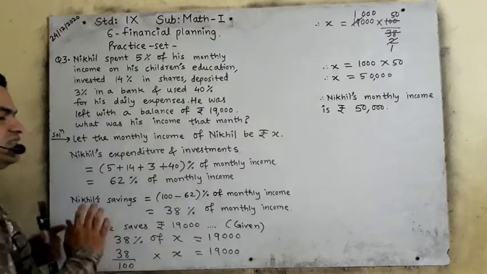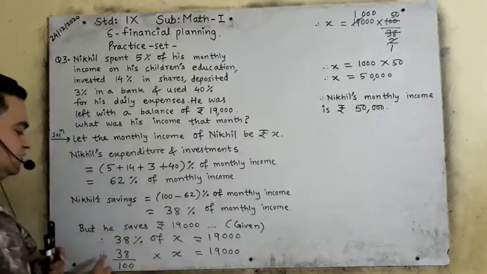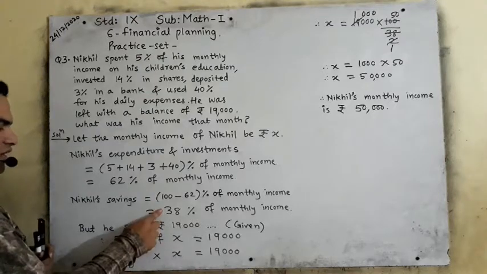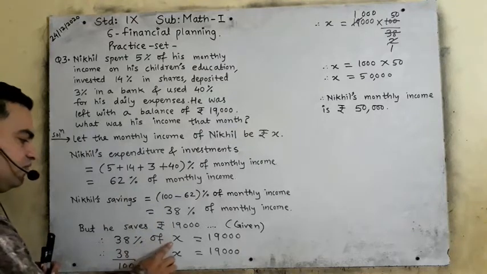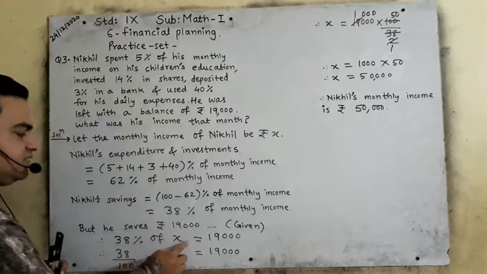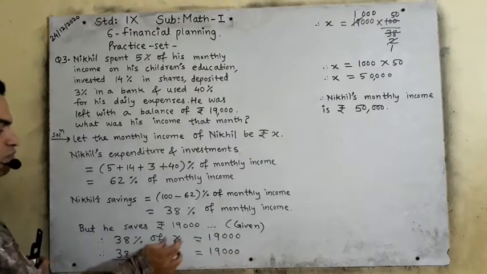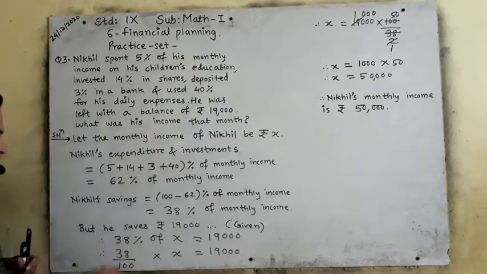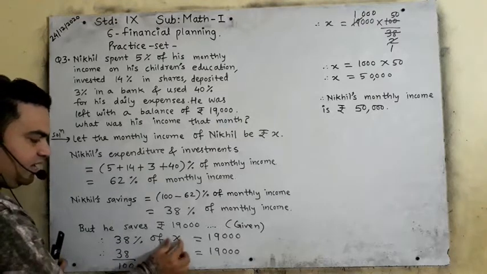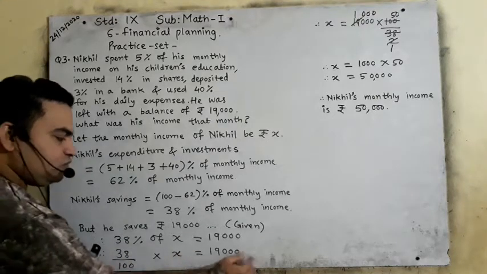वो उसके पास कितने पैसे बचते हैं? 19,000. So 38% जो है 62% उसने खर्चे किए. 38% of monthly salary X is 19,000. So monthly salary का 38% है 19,000. Now we will find out 38% means 38 upon 100. Of means multiply X का X and is equals to 19,000.